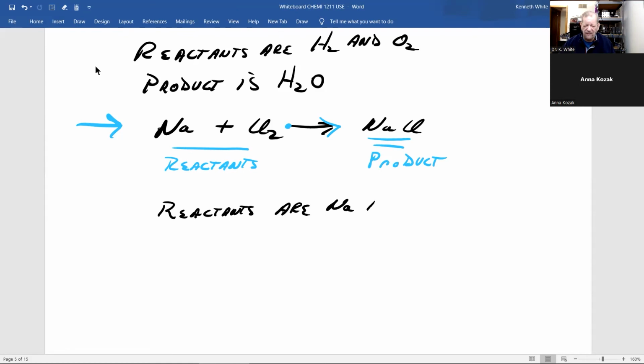sodium metal plus chlorine gas, Cl2. What is the product? It is sodium chloride, table salt. All right, so that's the chemical equation. Remember, at the base of the arrow are the reactants, at the head of the arrow are the products.